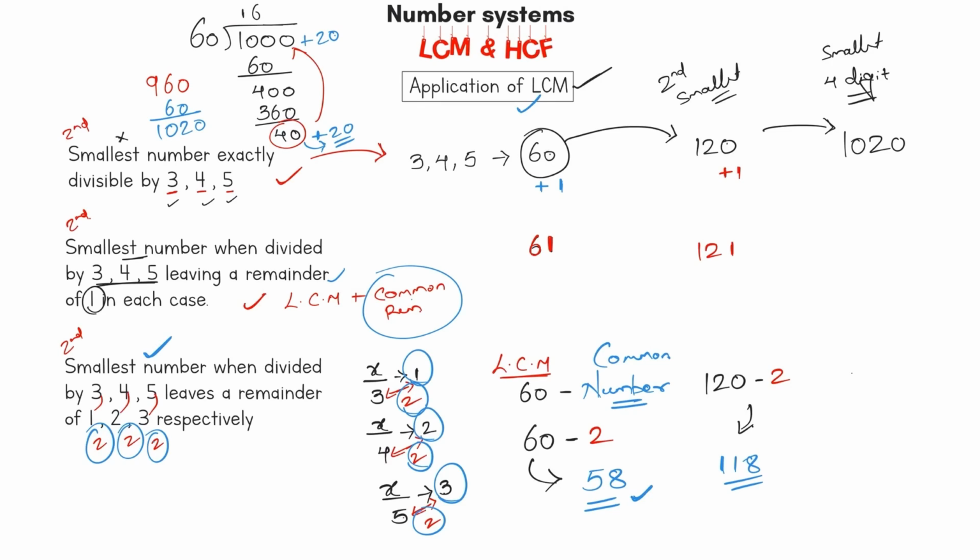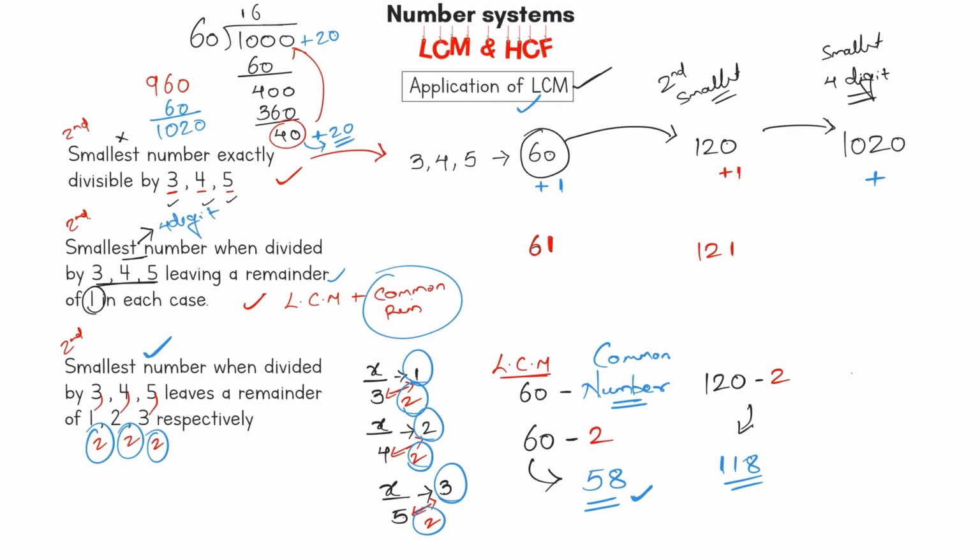1020 is the smallest 4-digit number that is exactly divisible by 3, 4, 5, which is exactly divisible by 60. Now replace this smallest 4-digit number. I'm asking you the smallest 4-digit number that, when divided by 3, 4, 5, leaves a remainder of 1 in each case. So what will you do here now?